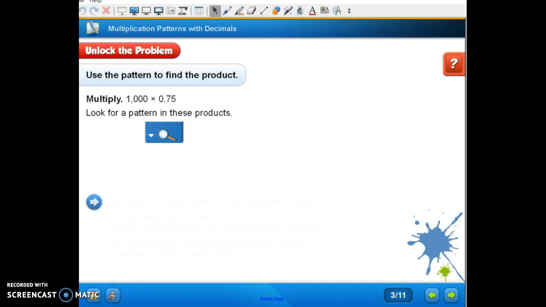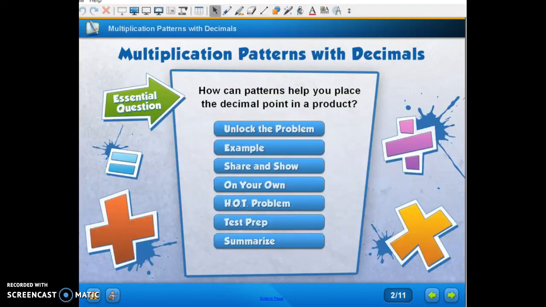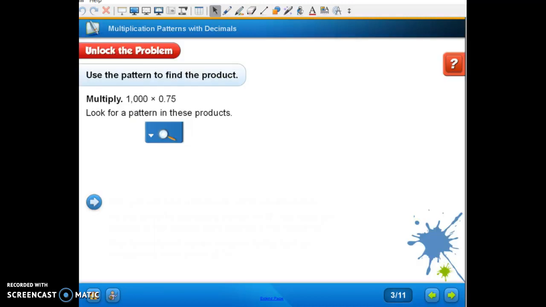Okay, today we're looking at lesson 4.1, multiplication patterns with decimals. Don't forget that decimals are numbers with one or more digits to the right of the decimal point. How can patterns help you place the decimal point in a product? If we're doing a product, what operation are we using? Multiplying. We're going to multiply. Use a pattern to find the product.